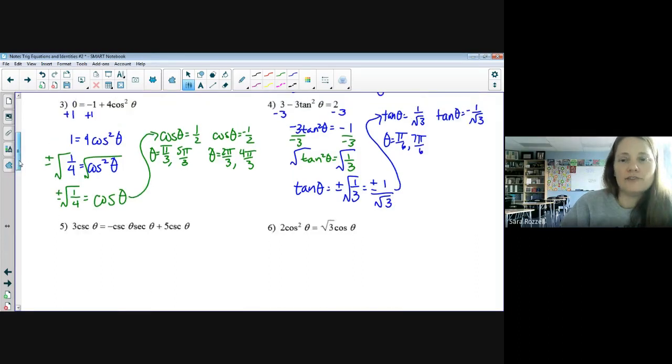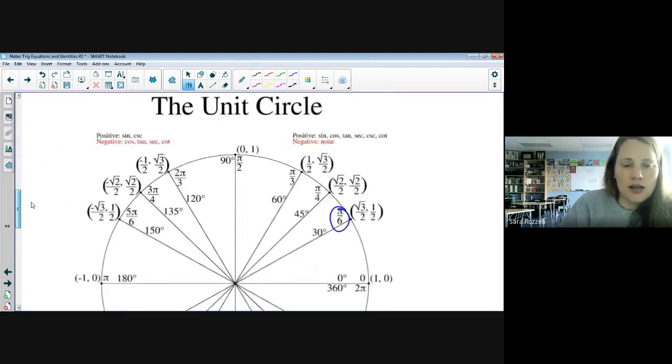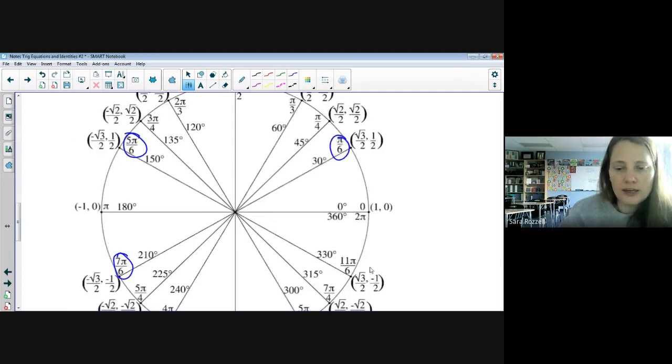Now we'll find our negatives. I'm pretty sure it's the other pi over 6's. Y'all agree? The other times it's 1 over root 3. I think it's the other pi over 6's. Let's double check. -1 over root 3. Here we go. 5 pi over 6. And -1 over root 3, 11 pi over 6.